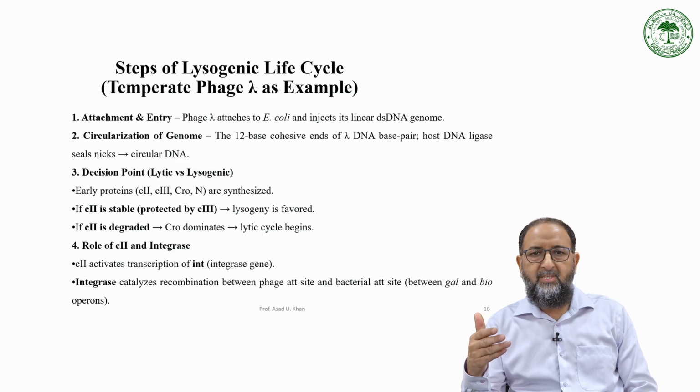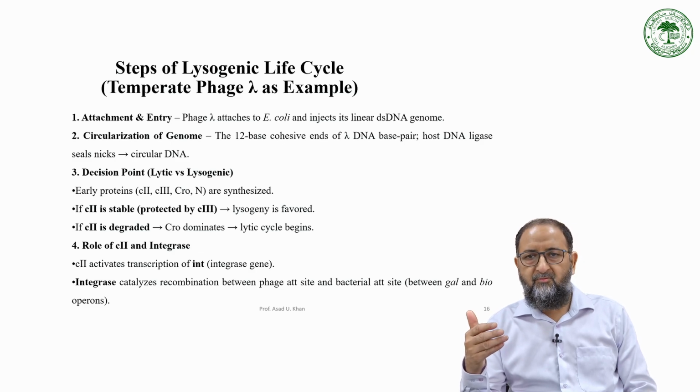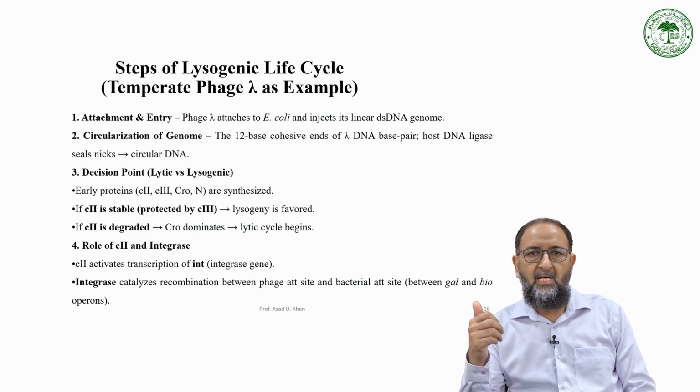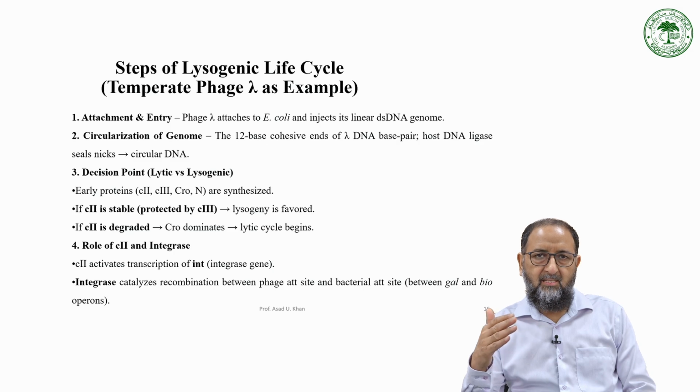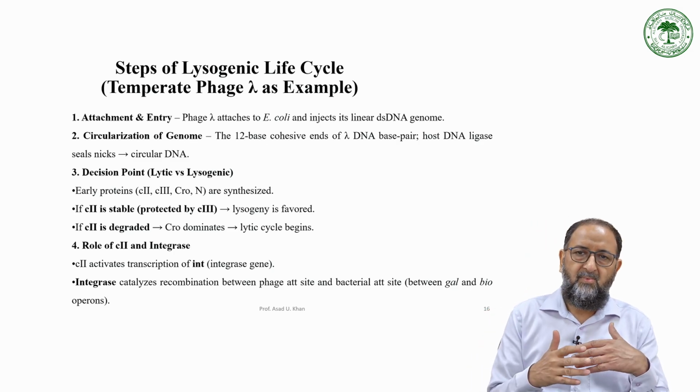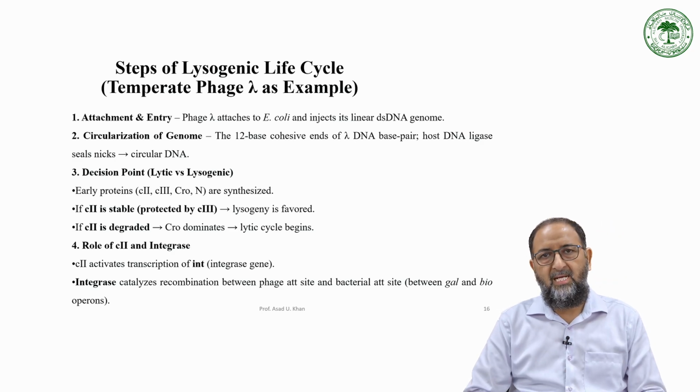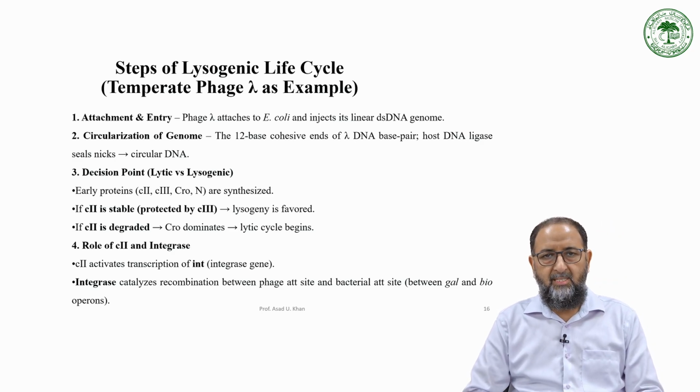Circularization of the genome takes place through the 12 base cohesive ends of the lambda DNA. We call the site on the phage the attP site, and in the bacteria where it gets integrated, the attB site. So through a recombination process, we call site-specific recombination, the phage DNA is integrated into the bacterial genome.